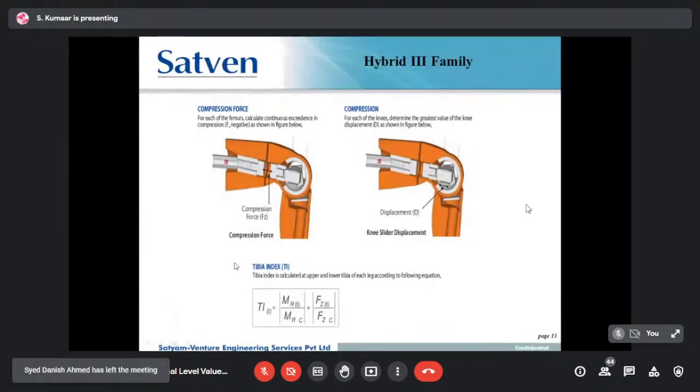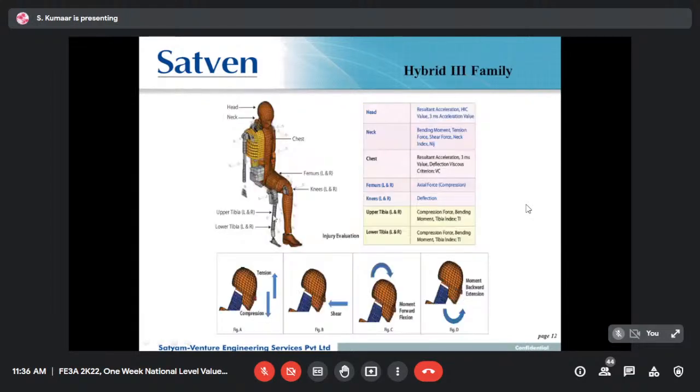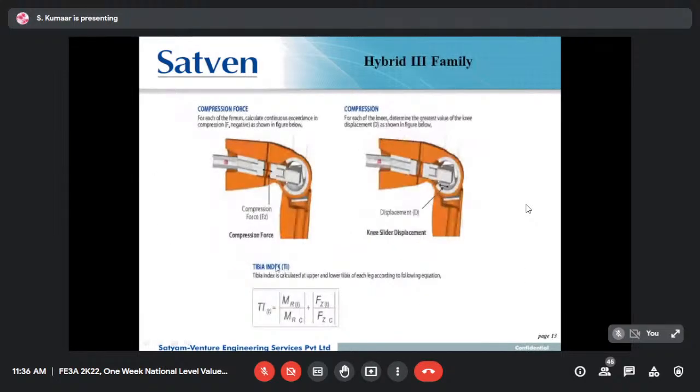And we can measure the tibia index. The tibia index means how much force FZ we are getting, and from the floor, how much force you are getting and how much your heel is rotating. Based on the moment and that force, we can calculate something called the tibia index.